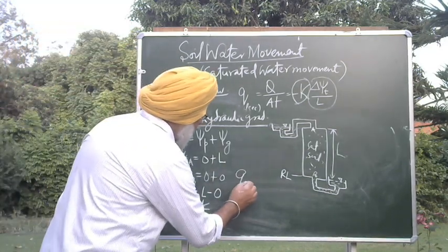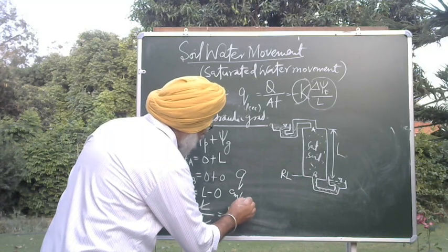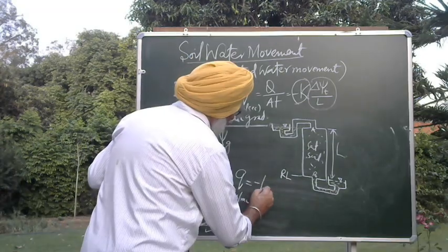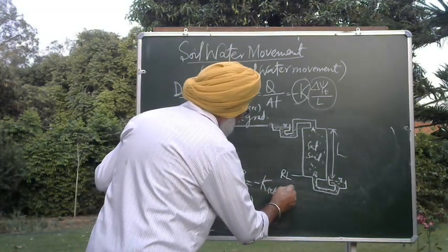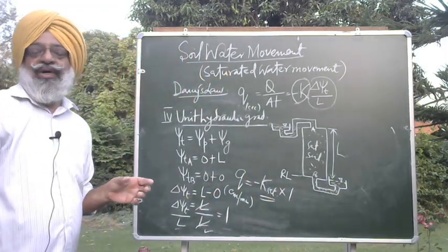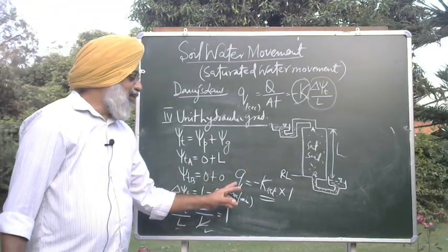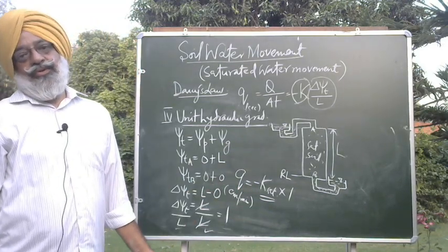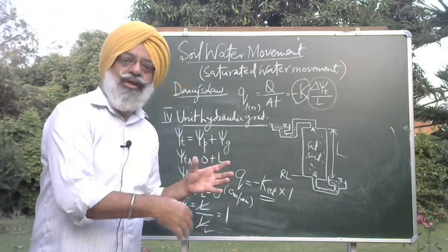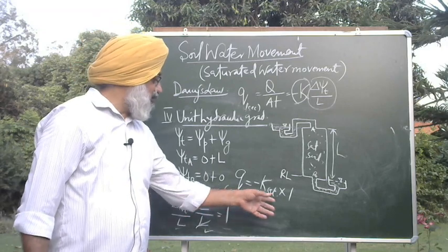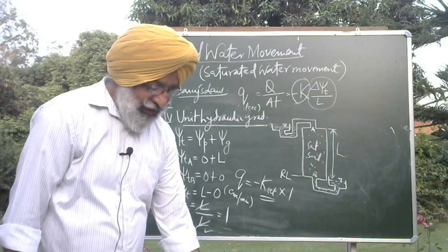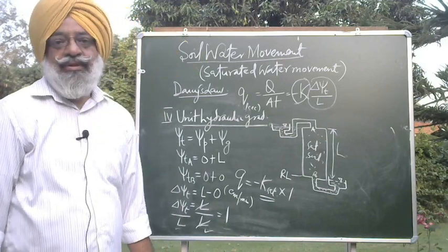So Darcy's law now will be flux in centimeters per minute is equal to K sat multiplied by 1. So when your hydraulic gradient is 1, it is unity, then the flux will be equal to the hydraulic conductivity. So that means there is no driving force. Whatever the soil allows water to move, that movement, that flux is equal to hydraulic conductivity. So these are some of the examples of saturated water movement.